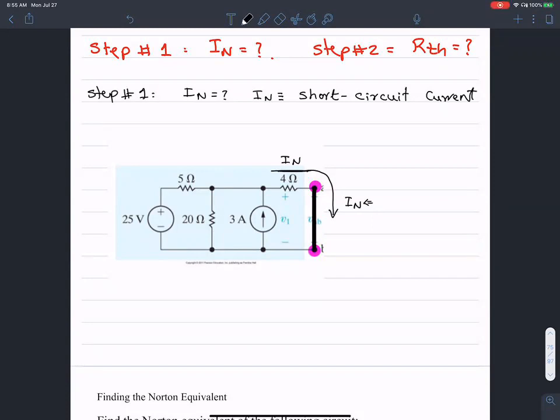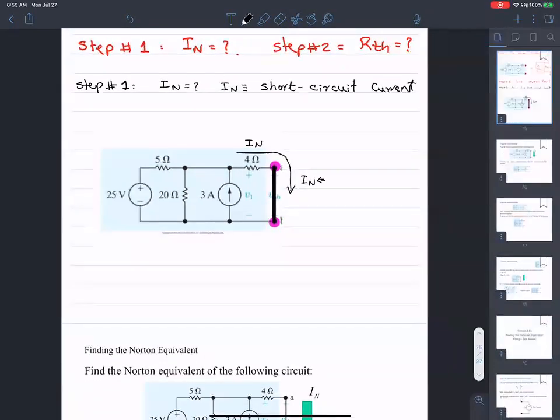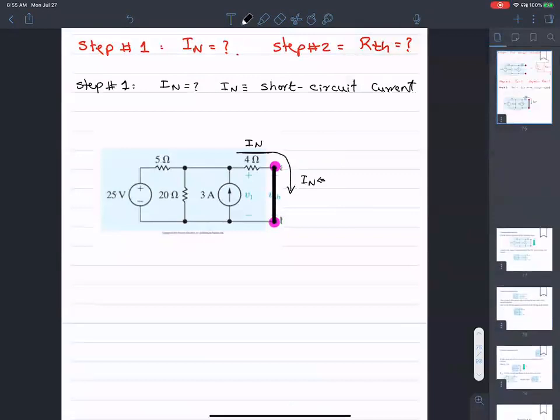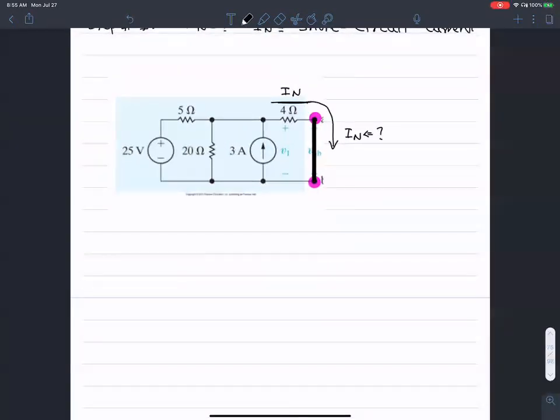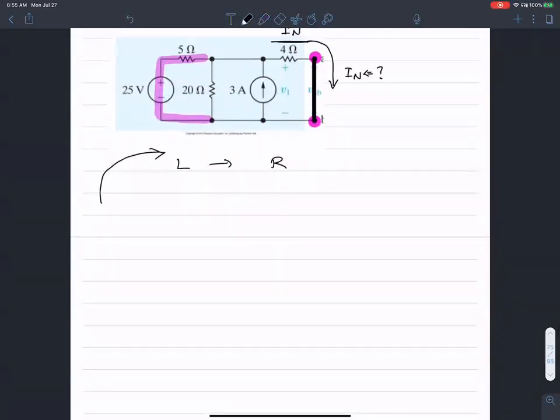Okay, let's see if we can simplify this. So what I'm going to do is to apply source transformation. Add a page. How am I going to find the current here, I Norton? I begin by simplifying from the left-hand side to the right-hand side. The first thing I'm going to do is to convert this voltage source with a series resistance into a current source. So I'm going to apply source transformation.